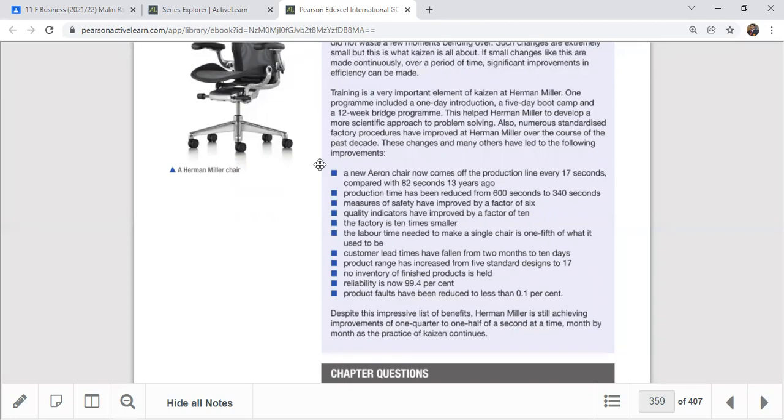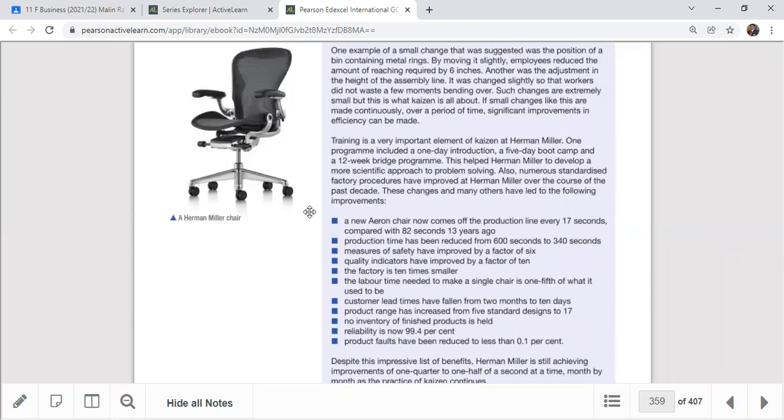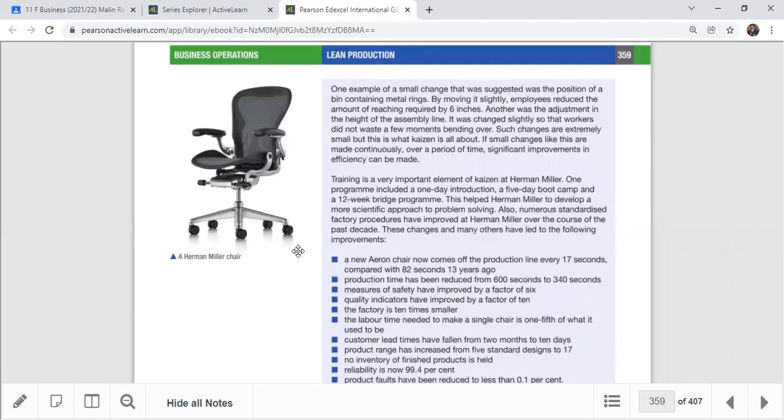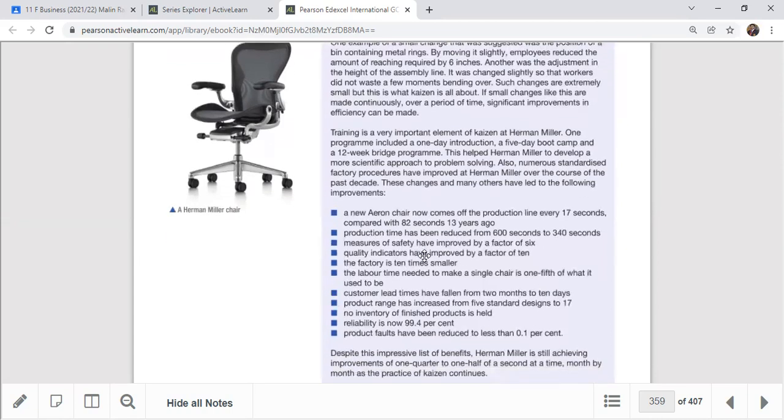So mainly this case study is about the US chair maker, Herman Miller, a very famous company. They applied Kaizen in their US company. You can see as a result of that, there are wonderful outcomes. They have a really good system of adapting Kaizen. They have training programs, including introduction programs and also a 12 week bridge program, many things to develop a more scientific approach to problem solving. So it's a very important case study about the Kaizen concept, right?